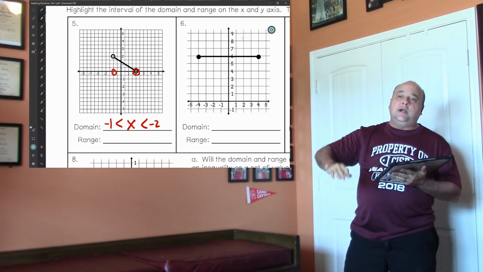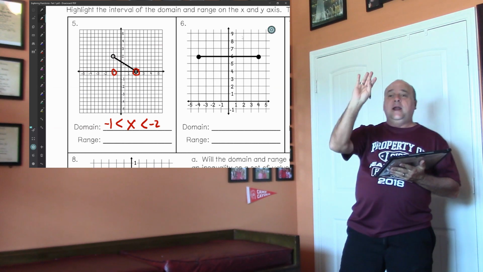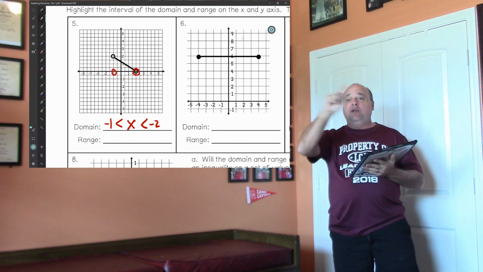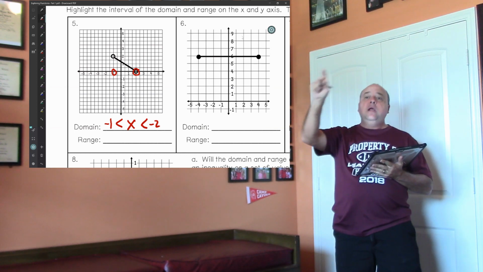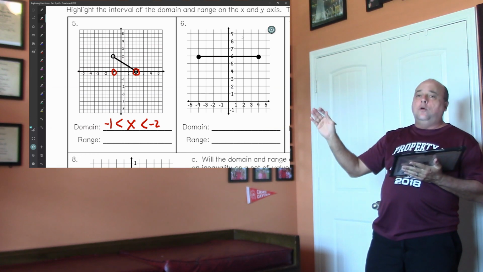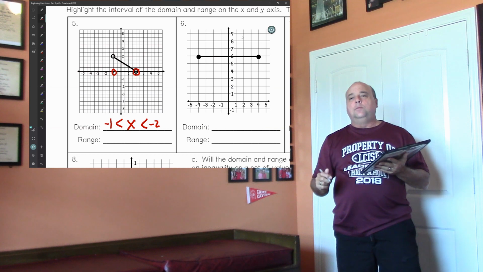Now then the range, we're going to go from the bottom to the top, aren't we? We're going to have 4 dots on our graph. 2 on the x-axis, 2 on the y-axis. The dots on the x-axis will be the domain. The dots on the y-axis will be the range.